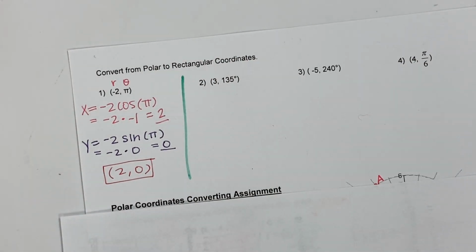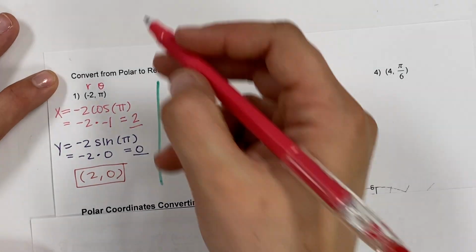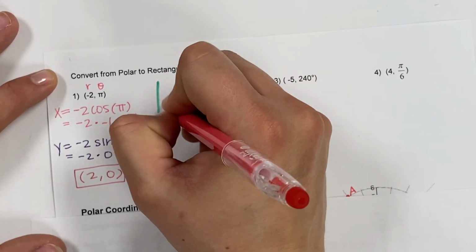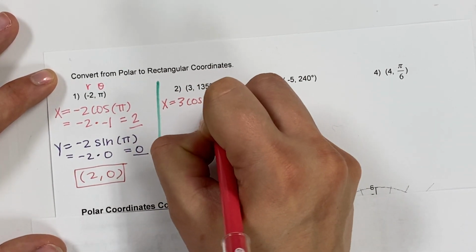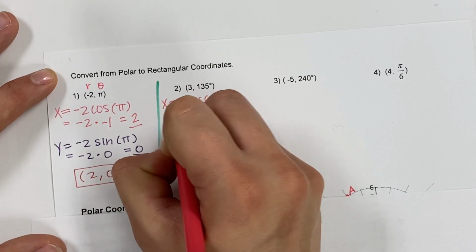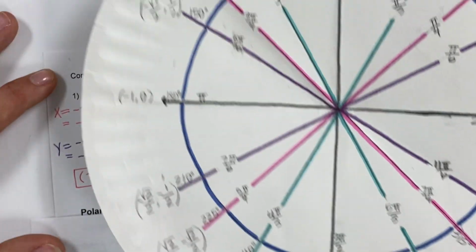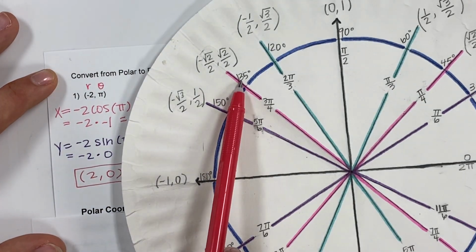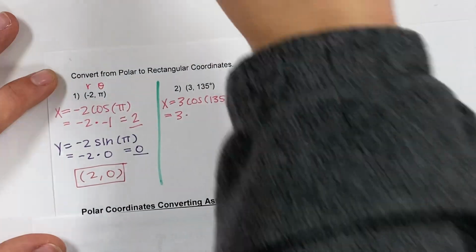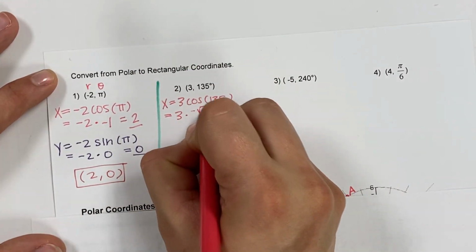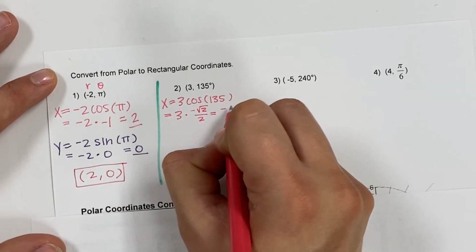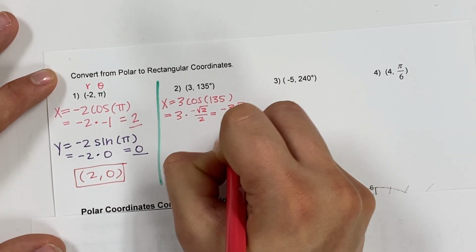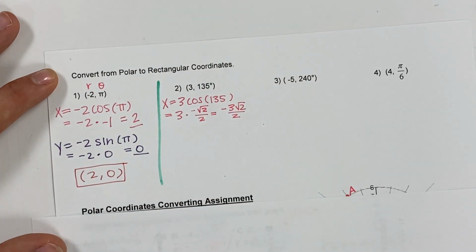Let's do another. So x is r cosine theta. So 3 cosine 135. So 3 times, I'm going to go to 135. That's right here. And the cosine is -√2/2. So that's -3√2/2. And nothing simplifies there.